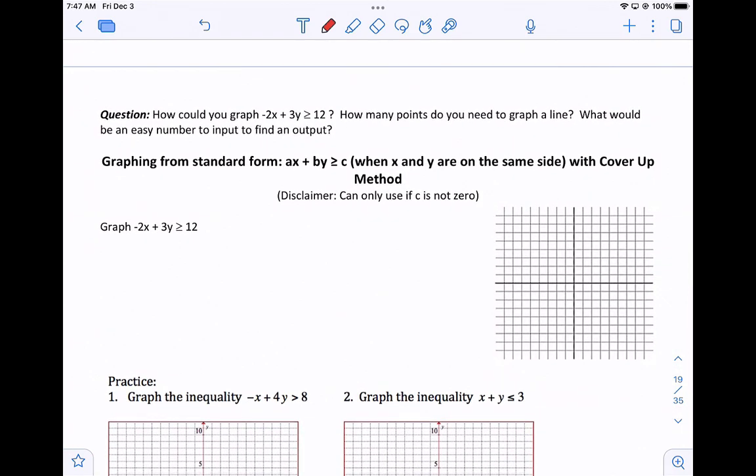So the question then is, what would be an easy number to input to find an output? And again, the answer is 0. 0 is always going to be pretty easy to plug in because you get zeros and things cancel out, and then it's easier to solve.